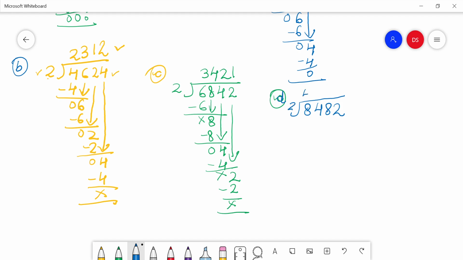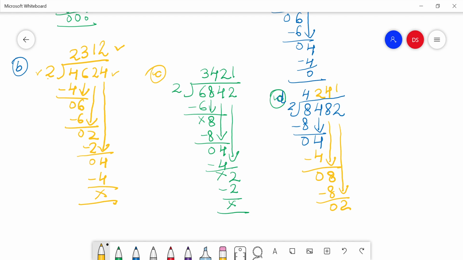2 4s are 8. 8 minus 8 is 0. 2 2s are 4. 4 minus 4 is 0. 2 4s are 8. 8 minus 8 is 0. The number is 2. 2 1s are 2, minus 2 is 0. The answer is 4241. Now we will move to question number 3.